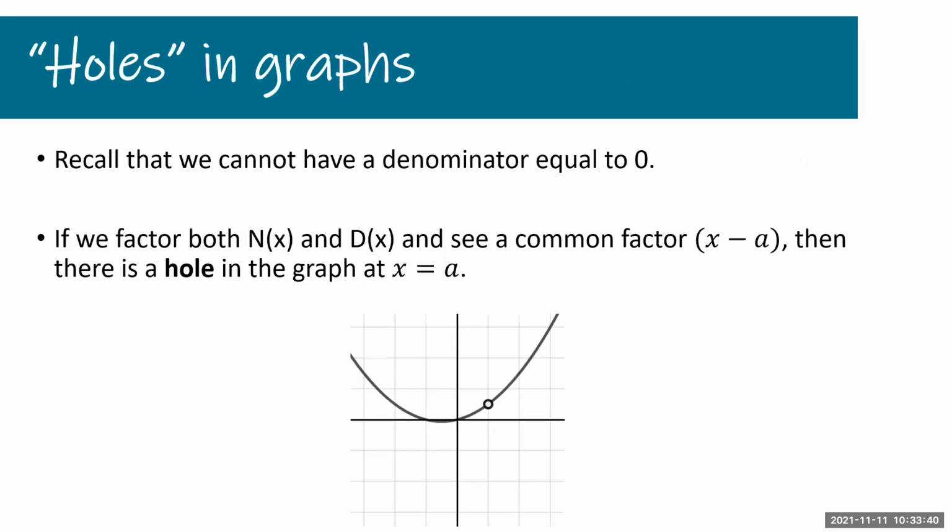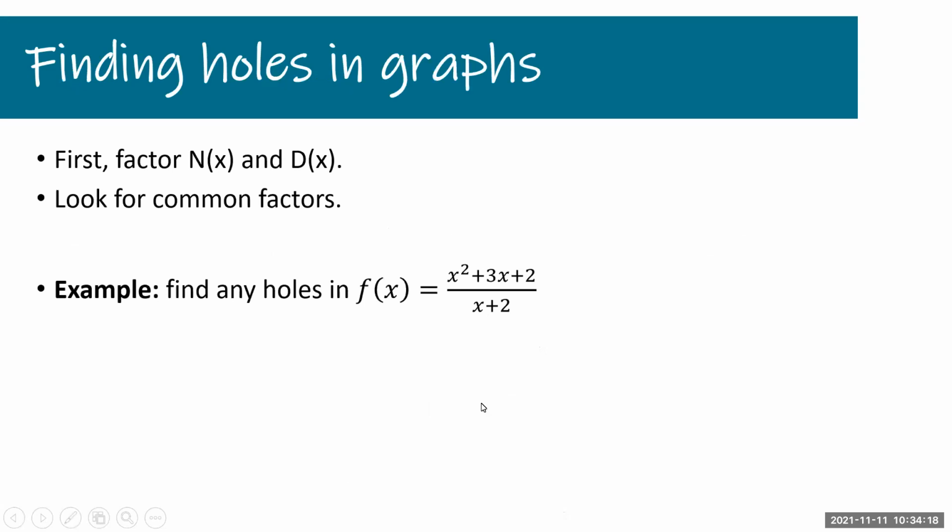The first thing that's, in my opinion, the easiest to deal with are what we call holes in the graphs. So again, remember that you cannot have a denominator equal to 0. So if you factor the top and you factor the bottom, and there's a common factor of x minus a in the top and the bottom, then there is a hole in the graph at x equals a. A hole in the graph looks like this. Your graph moves along, it doesn't change anything, it keeps continuing its pattern. But right here, it looks like x equals 1, there's a hole because it's undefined there. Let's consider an example.